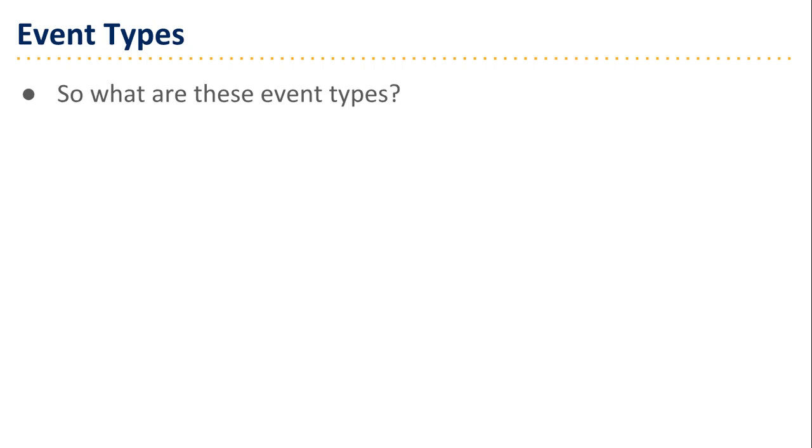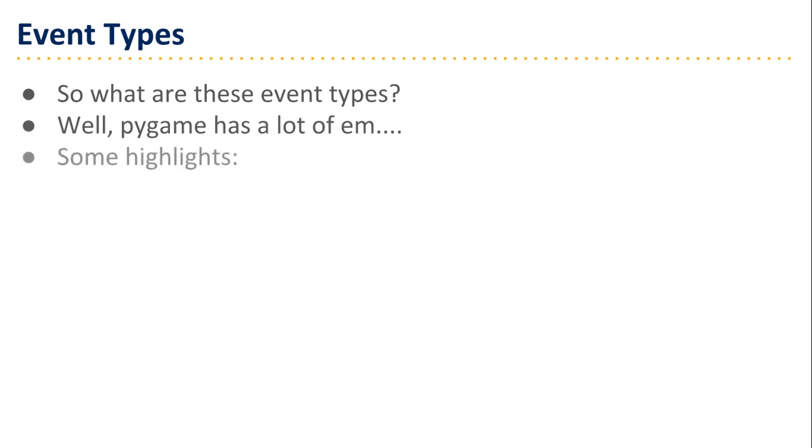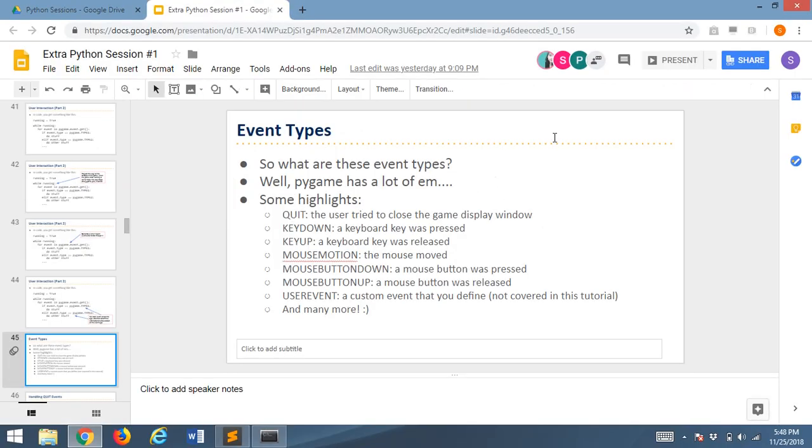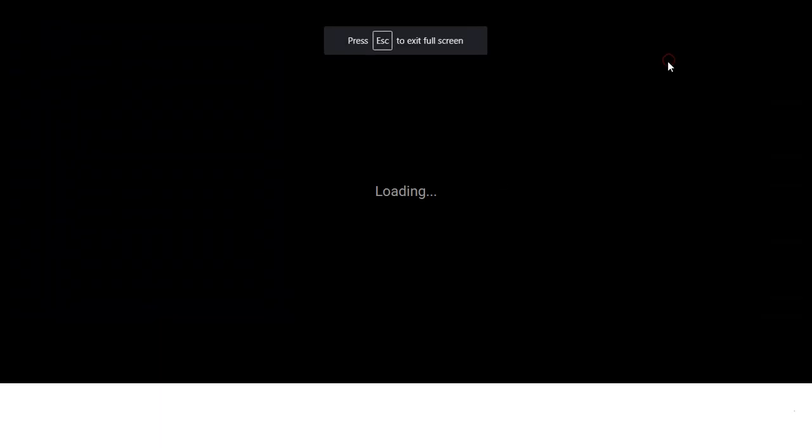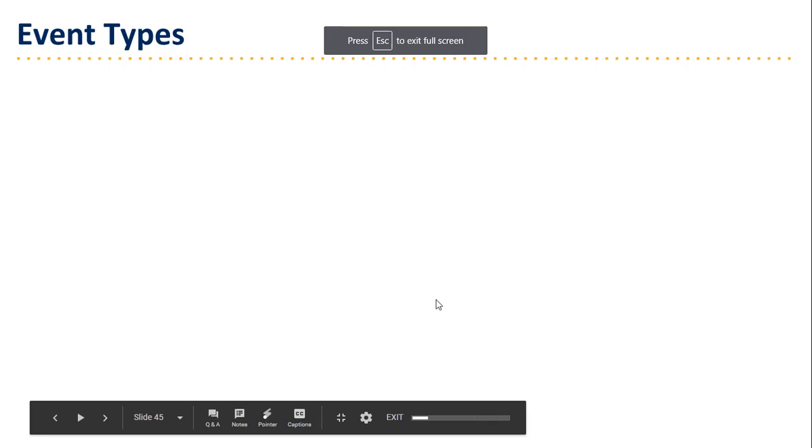So you might wonder, what exactly are these event types that Pygame provides? And there's a lot of them, but we'll hit some highlights here. First, there's a quit event. And a quit event occurs when the user tries to close the game display window. So just to show you, when you open the display window, it'll be a window like this, and it'll have an X in the upper right corner. And if the user clicks that, that generates a quit event.